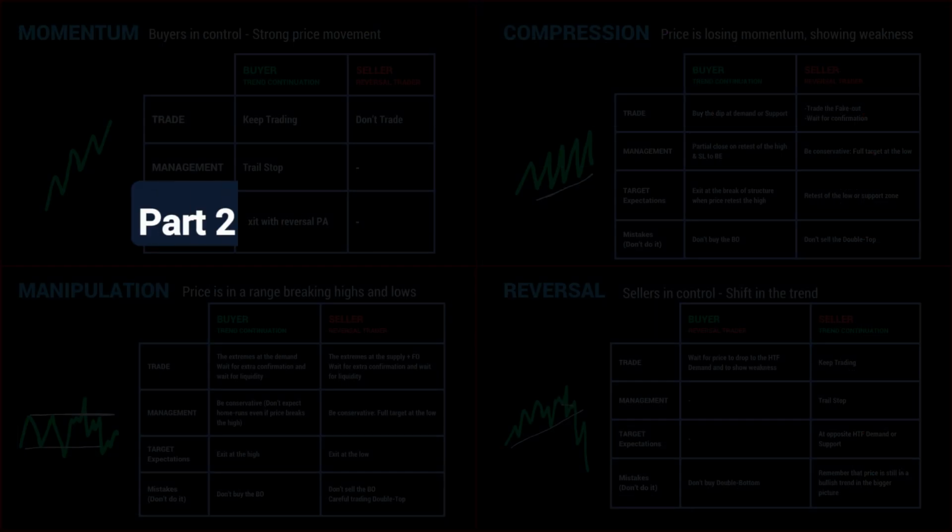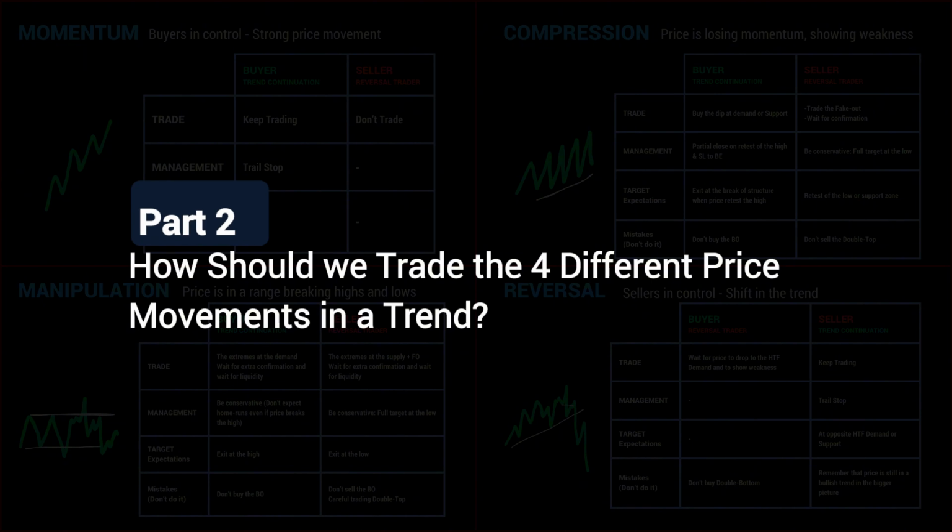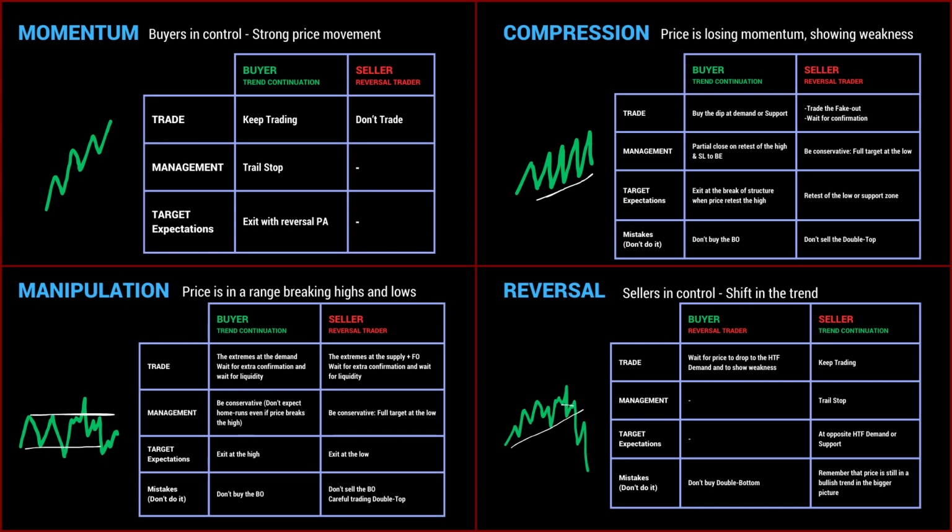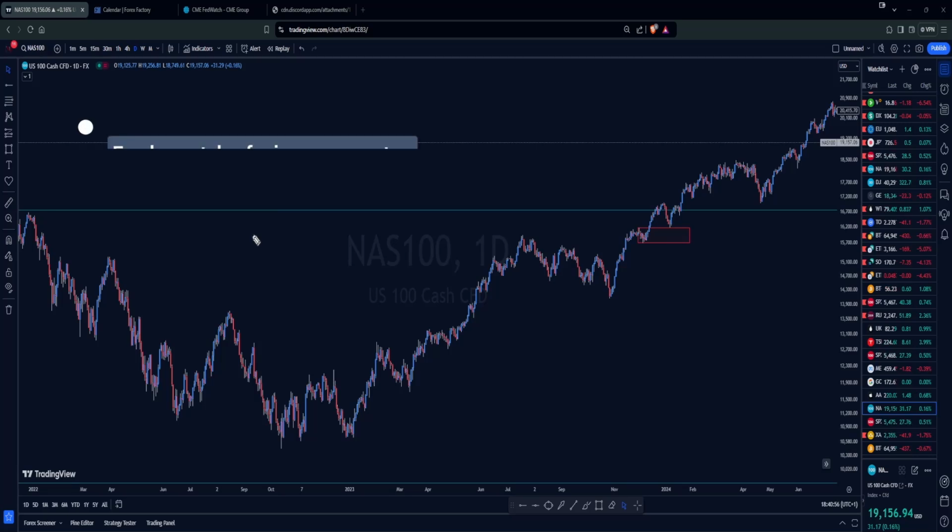And this takes us into the second point of the video, which is to be aware of 4 different price movements that we can see in a trend and how we should trade each one of those specific moments. So we have momentum, compression, manipulation, and the reversal phase. Before I go into detail on each one of these 4 phases, let me just explain in a simple way how price moves.